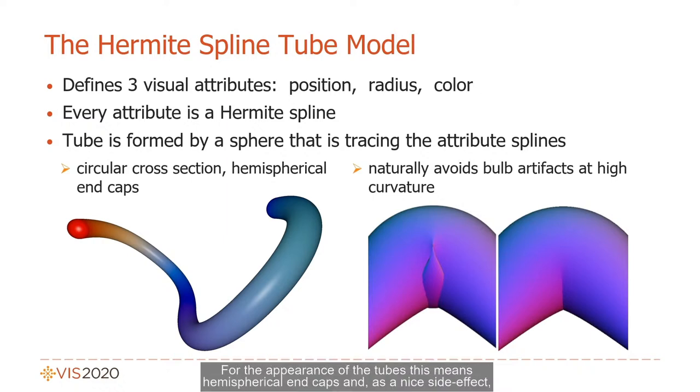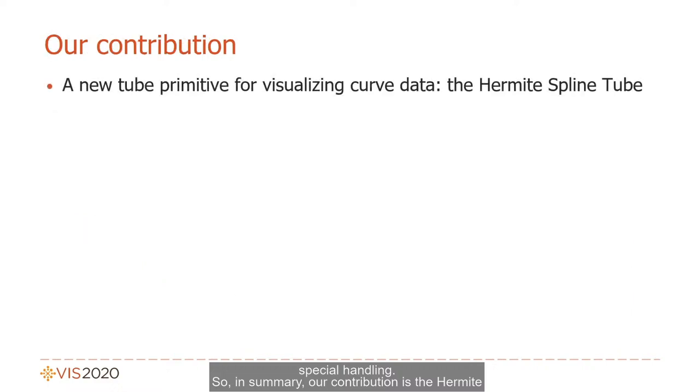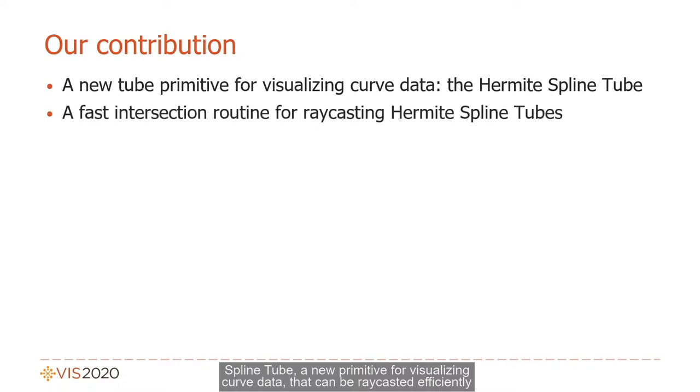For the appearance of the tubes, this means hemispherical endcaps and, as a nice side effect, natural avoidance of the bulb artifacts that other models are susceptible to without special handling. So, in summary, our contribution is the Hermite spline tube, a new primitive for visualizing curve data that can be raycasted efficiently thanks to a fast ray intersection routine.